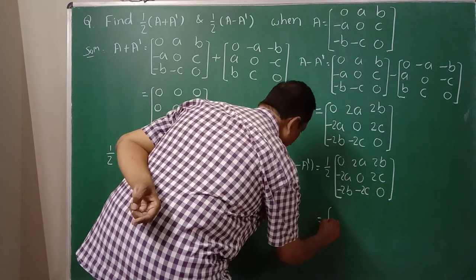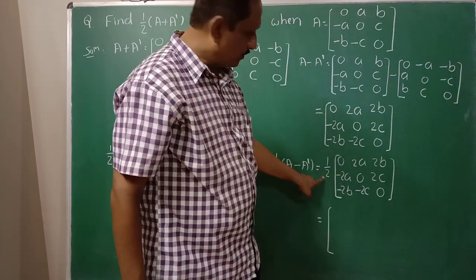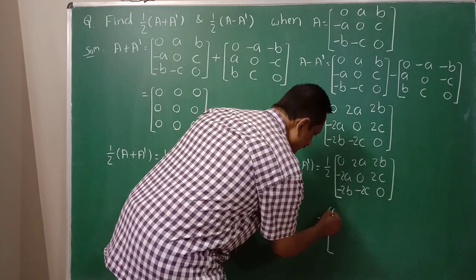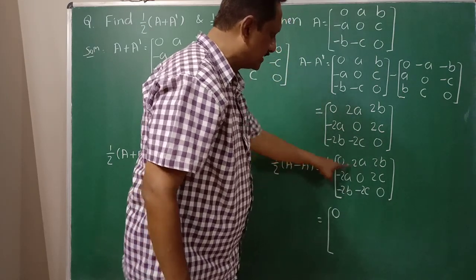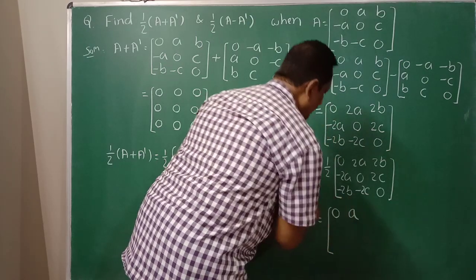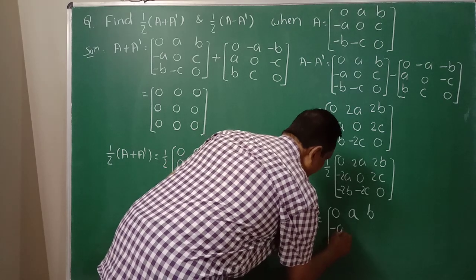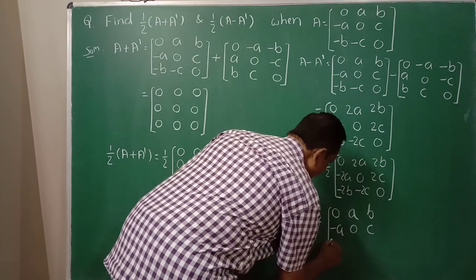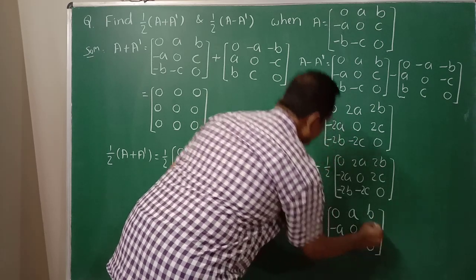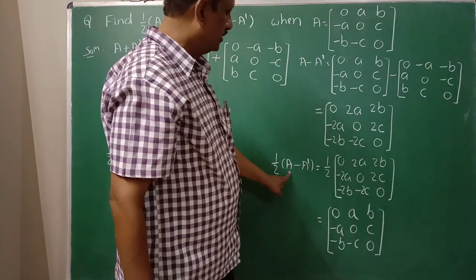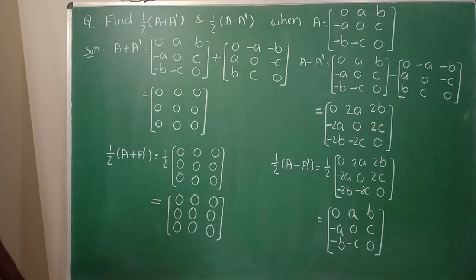Then this is equal to, here multiply each element by 1 by 2. 1 by 2 into 0 becomes a 0. So write it 0. 2A into 1 upon 2, 2 and 2 cancels here. Remaining only A here. 2 and 2 cancels, remaining is B here. Like that here. Minus of A, 0, C here. Minus B, minus C and 0. So it gives 1 upon 2 into A minus A dash is equal to this matrix here.